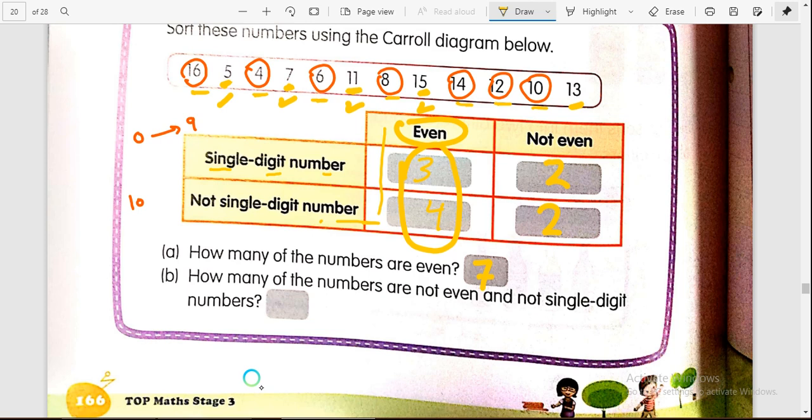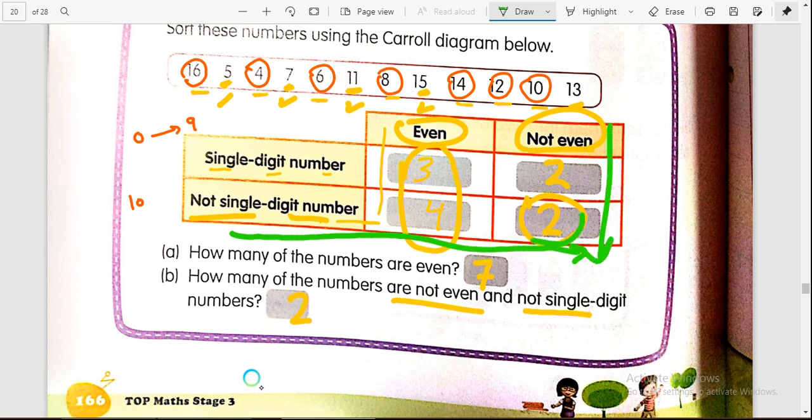How many of the numbers are not even and not single digit number? Not even is here. Not single digit number is here. How many of the numbers are not even? Not even is here. Not single digit is here. So let's change the color. Here it's not single digit number and not even, they intersect here, in this cell. So we have 2.